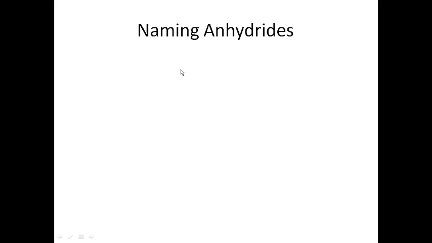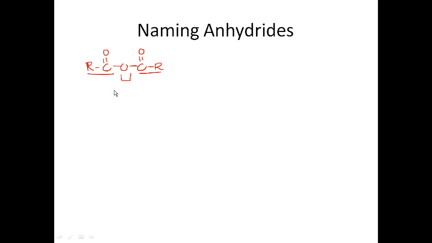Naming anhydrides. Well, what is a carboxylic acid anhydride? A carboxylic acid anhydride has, in essence, 2 carboxylic acids linked together by an oxygen. And so that would be the anhydride. Now, how do we name anhydrides? Well, in terms of naming carboxylic acid anhydrides, what we would do is name, in essence, both acids that are attached to the oxygen, followed by the word anhydride.